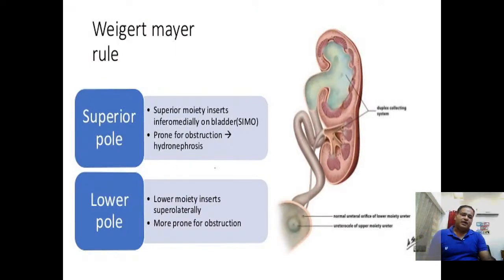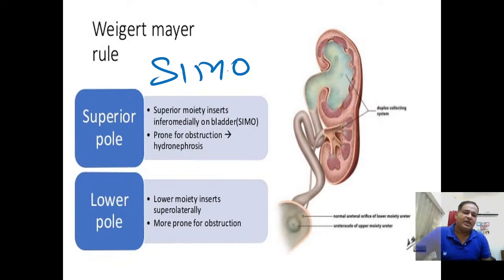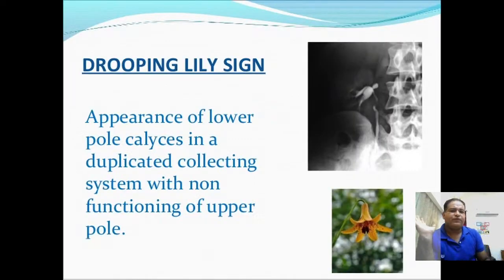Fine. So you see here, the superior part will drain into the infero-medial position, whereas the lower pole will drain superiorly. That is the Bhagat-Meyer rule. That is what they ask in the duplication of the ureter. Fine. Now, it gives rise to a drooping lily appearance.